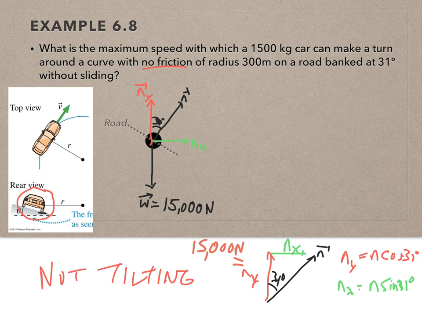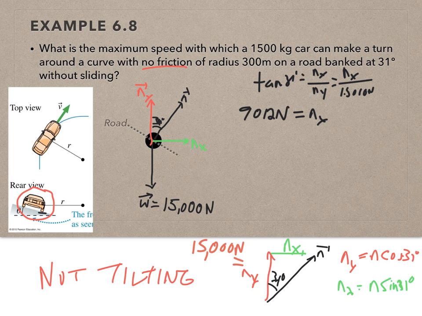If I know that my y component is that, and I know my angle, what I really want to find is that x component. I'm not going to find that normal force first. I'm just going to use tangent. Tangent of 31 degrees is equal to my opposite, TOA, which is n in x divided by n in y, right? x is what I'm trying to find, and my y is 15,000 newtons. Now I solve for nx, and that is 15,000 times tangent of 31. So that means that my x component is 9,012 newtons.